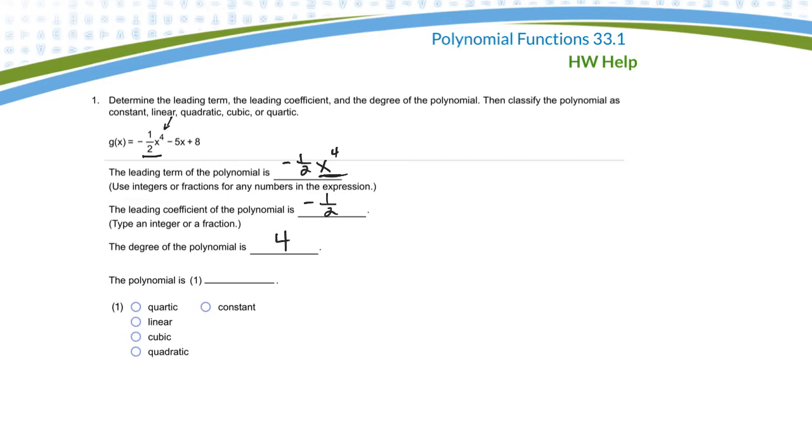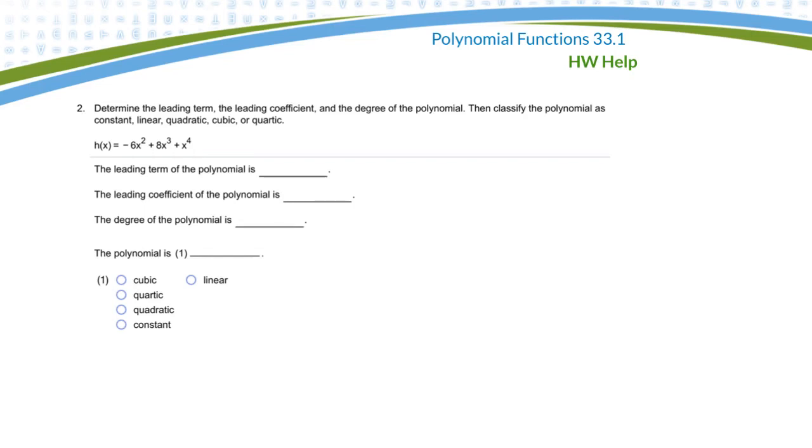And the polynomial is, since it's a 4, a quartic. Linear would just be 1x, cubic would be an x cubed, quadratic would be an x squared, constant would be either x to the 0 or they wouldn't have an x in it at all. It'd just be like the number 8. So it's not those, it's a quartic.